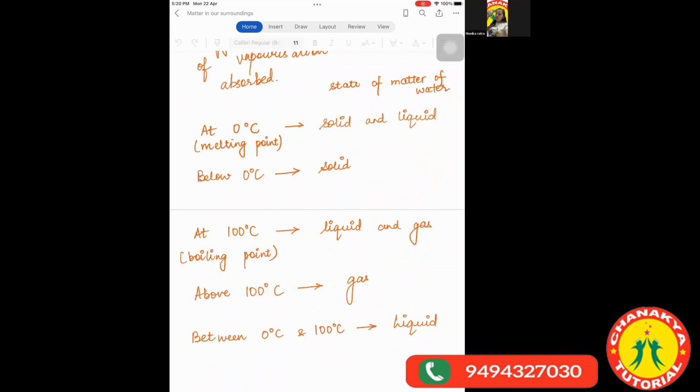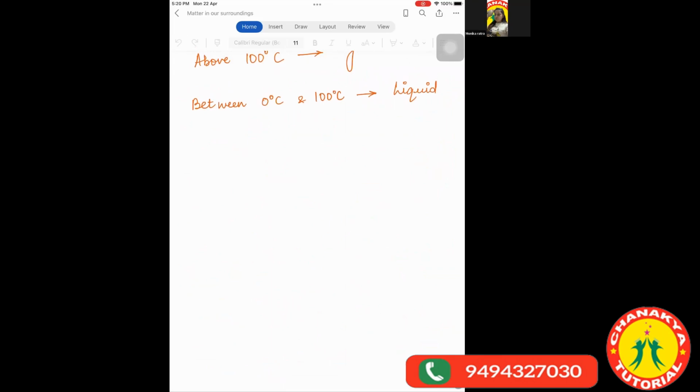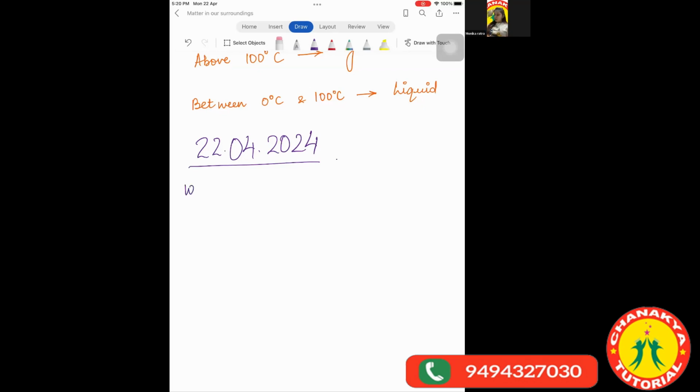Now we have to discuss another important thing, which I spoke about at the end of the class. So what according to you would happen, or I would say, is water pure if the boiling point observed is 102 degrees Celsius? Who will tell?